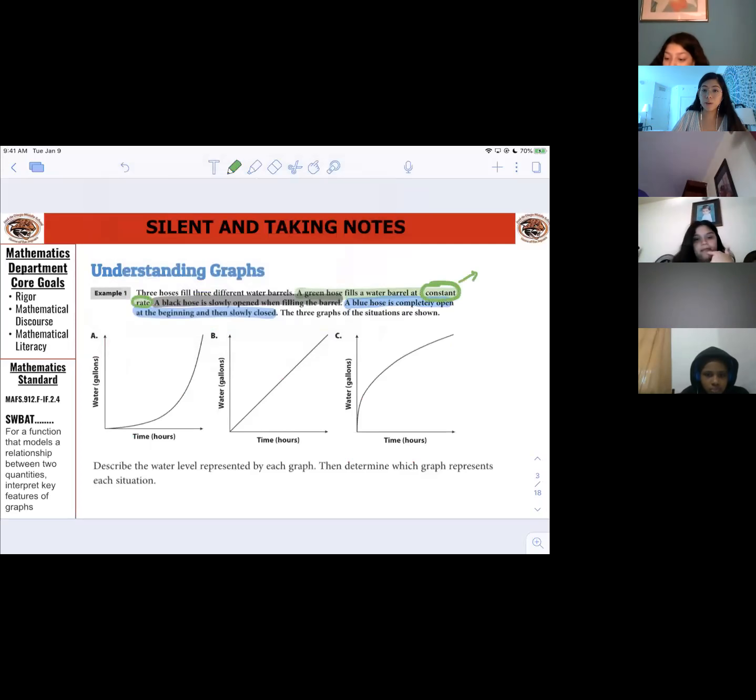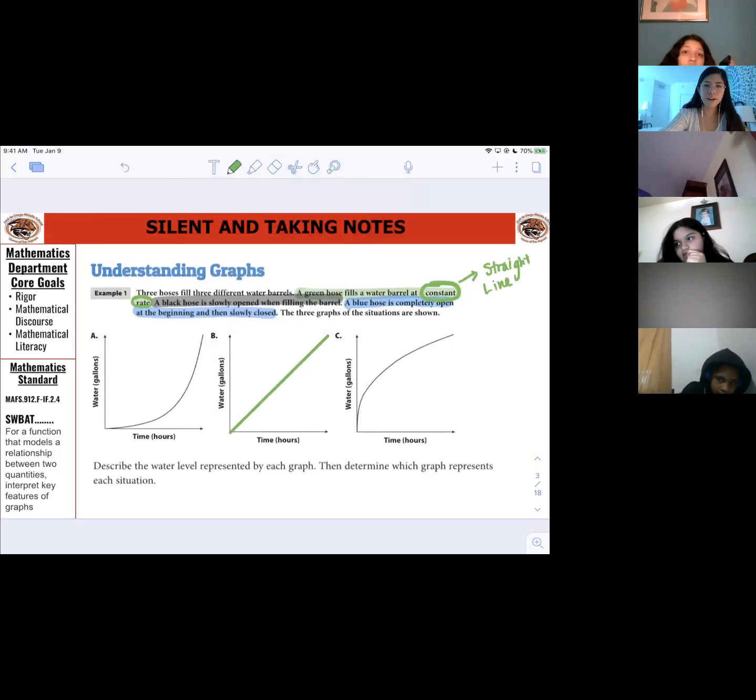Constant rate, you're going to see this word a lot. And it's important to remember that when something is constant on a graph, it's going to be a straight line. You don't write this, right? No, like I said, not a lot of writing. I will tell you when there's a definition or something you do have to write. All right, so in this case, my answer choice B has a straight line, so I know that this one is green.